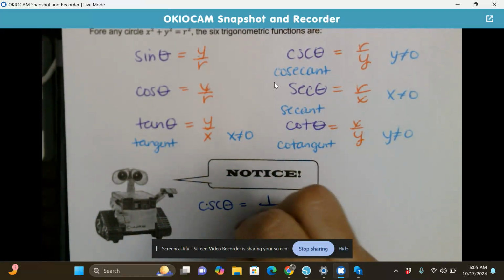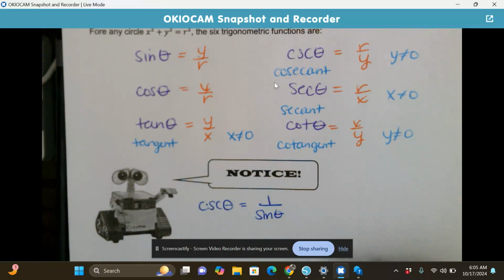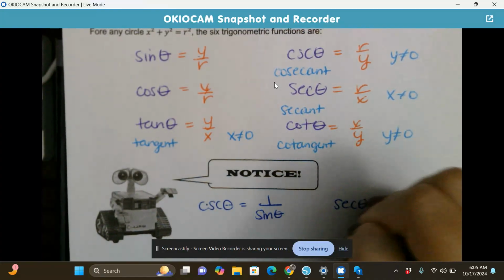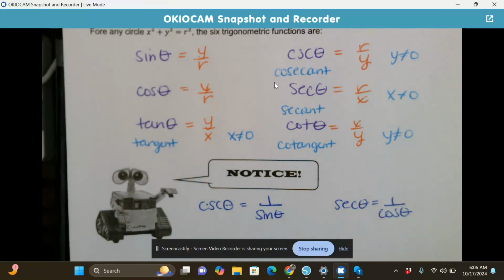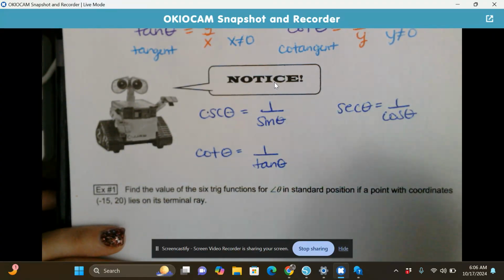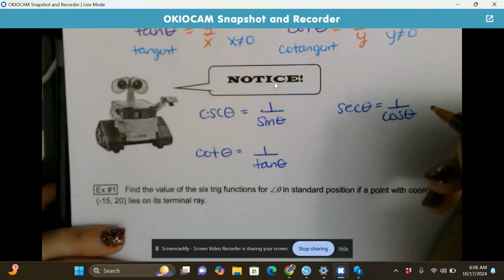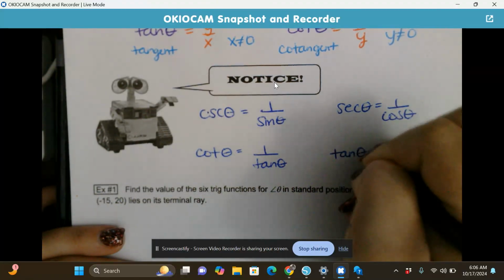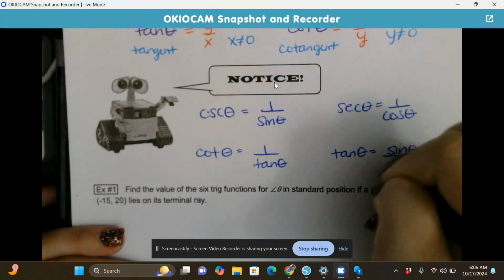So the first thing I want you to see is that cosecant is 1 over sine. Okay, so they are reciprocals of each other. And the same thing goes for secant. Secant is 1 over cosine. Cotangent would be 1 over tangent. And then there is one more we want to talk about briefly, because we will use it several times later on in this class or even calculus, is that tangent is the same thing as sine over cosine.